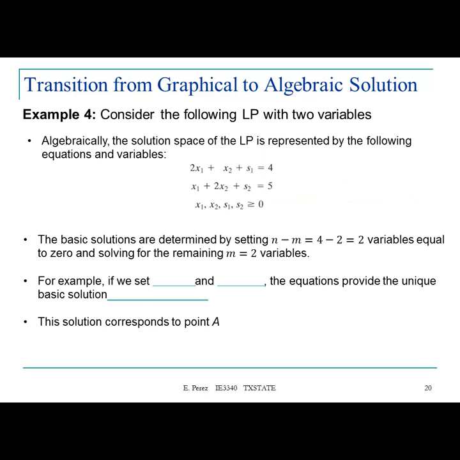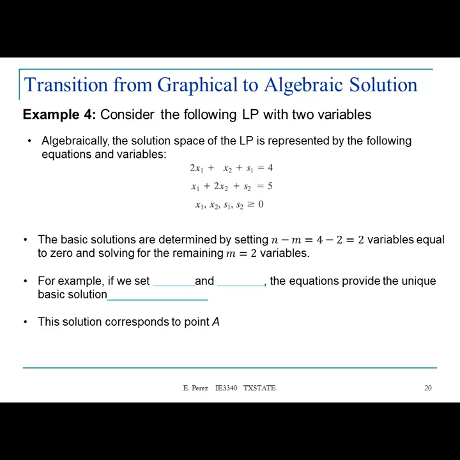Algebraically, the solution space of the LP is represented by the following equations and variables. So now you're adding those slack variables and making those equalities. We're going to have two slack variables because we have two less than or equal constraints. And we also have the non-negative decision variables, so greater than or equal to 0.